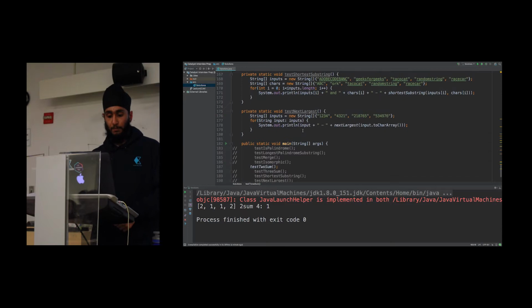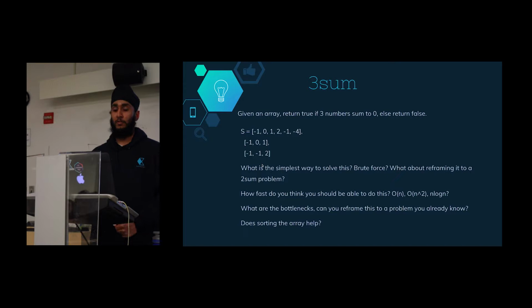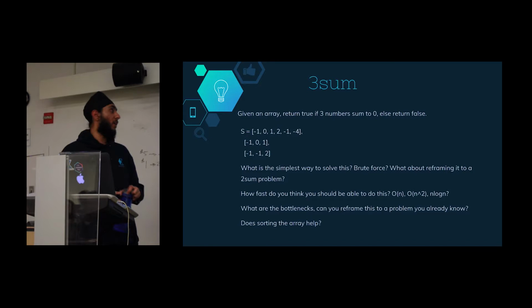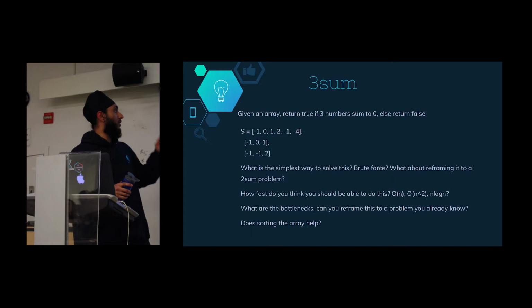Right, so now let's go on to the big brother of two-sum, which is three-sum. This problem is relatively similar. Now you have an array, and you return true if three numbers sum to zero, else return false. Here's an example, and this isn't technically the solution, but it's the two cases that do sum to zero. So you would return true in that case.